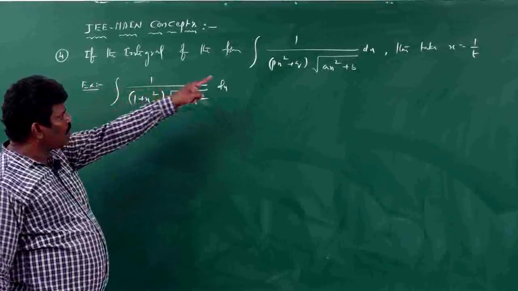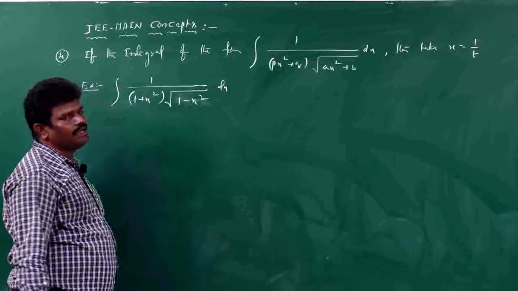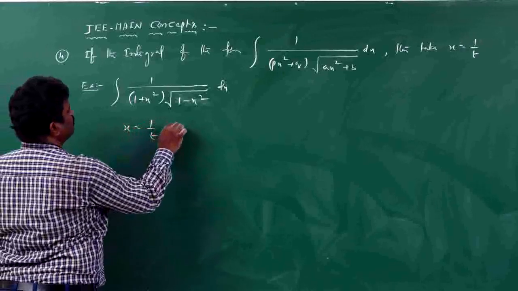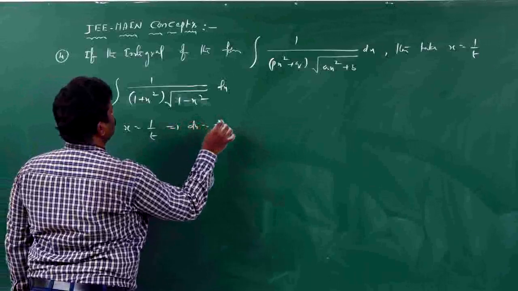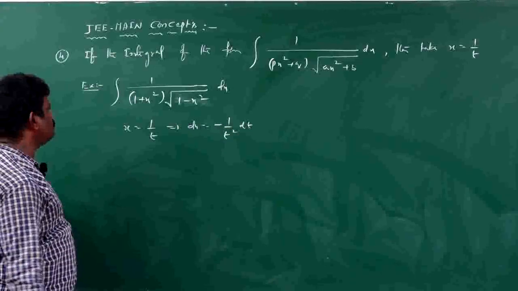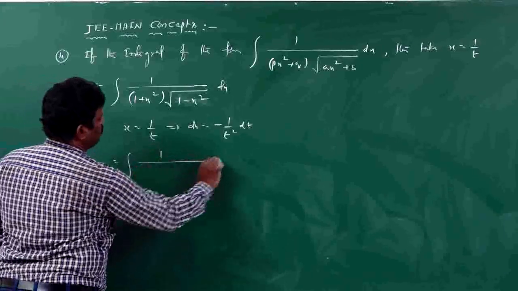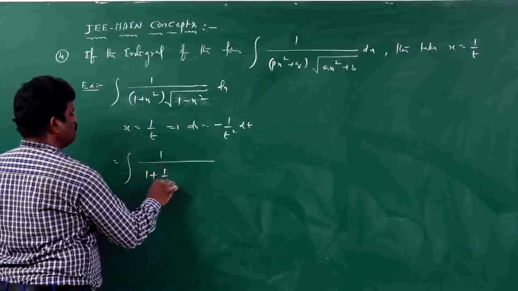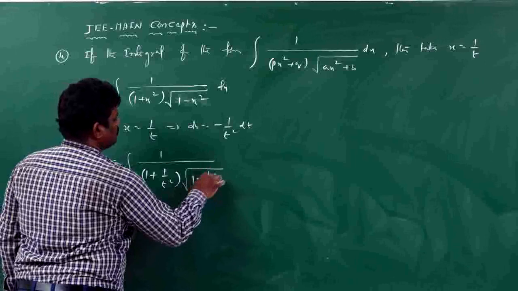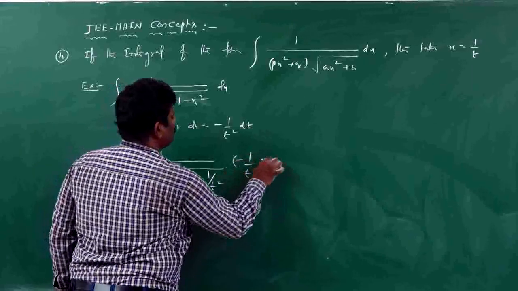If the integral is of this form, with a quadratic here and the root also quadratic, then take x equal to 1 by t. Then dx is equal to minus 1 by t square into dt. So my integral is equal to the integral of 1 by 1 plus 1 by t square, into the square root of 1 minus 1 by t square, into minus 1 by t square into dt.